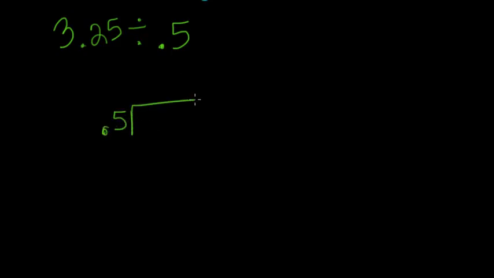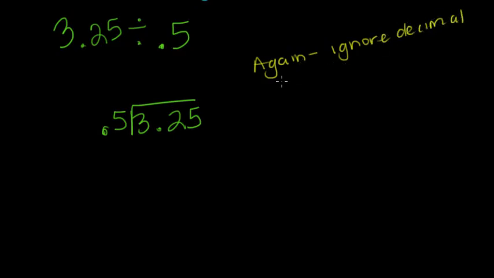Alright, let's get into some more examples. This time we're going to look at a problem where the divisor also has a decimal. So 3.25 divided by 0.5. This is how you would set it up. Nothing has changed, y'all. Pretend it's 325 divided by 5. We'll deal with the decimal at the end. I'll tell you what to do at the very end.